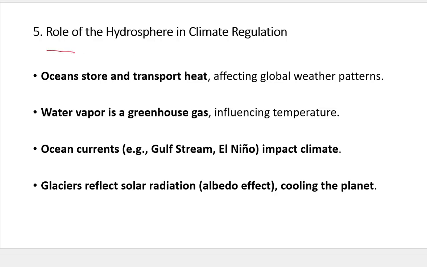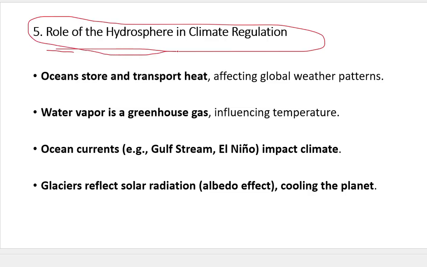So and then the role of the hydrosphere in climate regulation. What is the role of water in climate regulation? Oceans store and transport heat, affecting global weather patterns. Because oceans store and transport heat, they affect global weather patterns. The Indian monsoon is caused because of this ocean heat. They are directly related to the Indian monsoon.